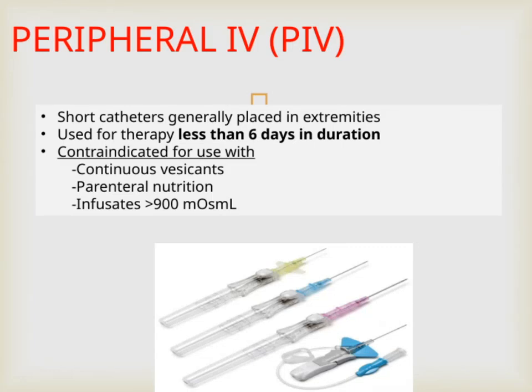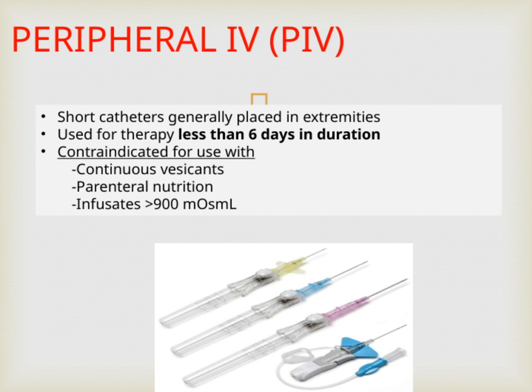Today, let's talk about short catheters, which are typically placed in the extremities, such as the arms or hands. These are generally used when therapy is expected to last less than 6 days. They're a practical choice for short-term treatments because they're easier to insert and remove. However, it's important to remember that these catheters are contraindicated in certain situations.